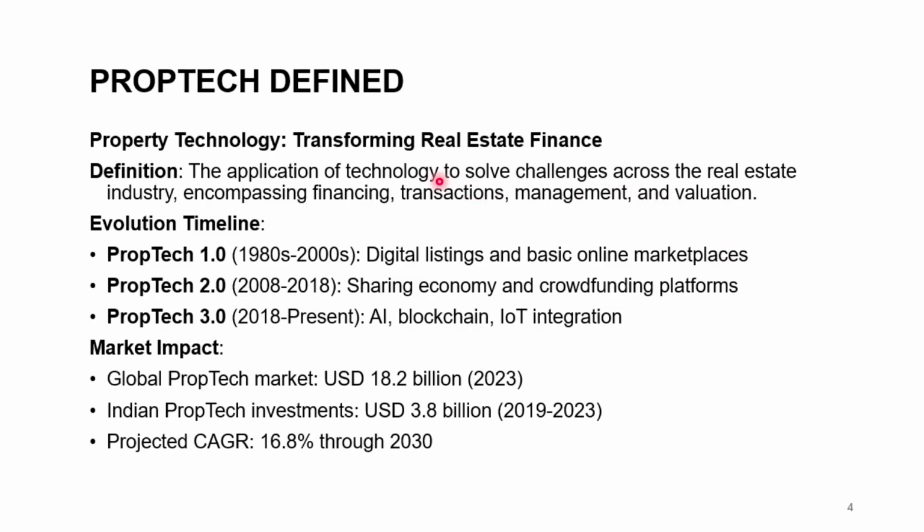If we talk about the evolution timeline, you will see that we have PropTech 1, which was there from the 1980s to 2000, which was digital listing and basic online marketplaces. That was during the dot-com bubble period, or before that. The main aim was basically listing all the properties and creating an online marketplace. That was the only purpose at that time.